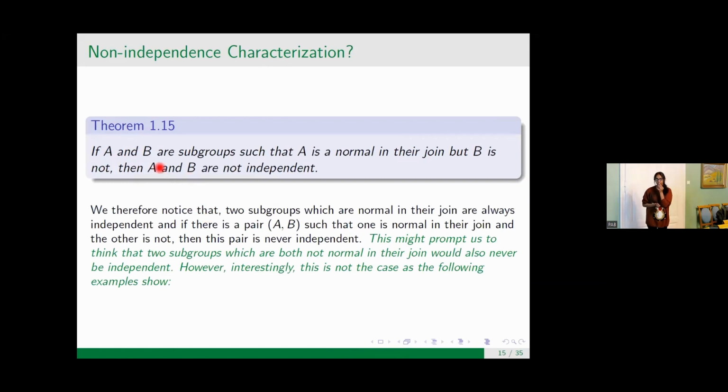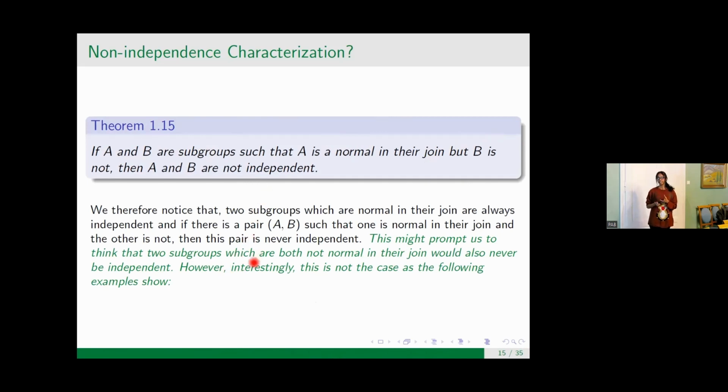Another result is that if A and B are subgroups such that A is normal in their join, but B is not normal in their join, then it is always the case that A and B are not independent. To sum up, we have the situation here. A and B being normal in their join gives independence. If A is normal and B is not, they are not independent. So one might think, okay, not being normal is bad, so if they're both not normal, then it's even worse.